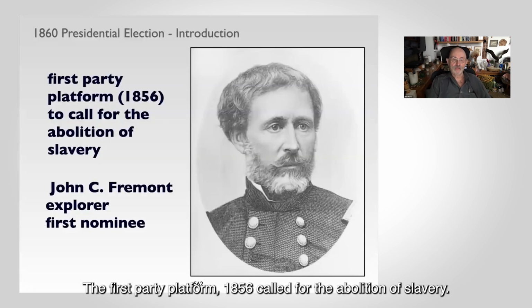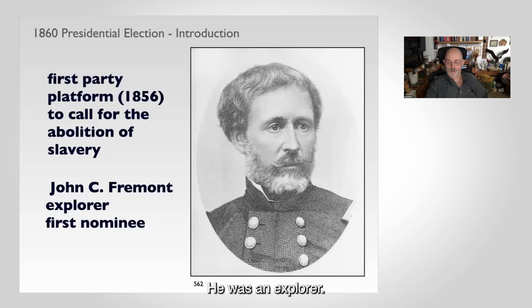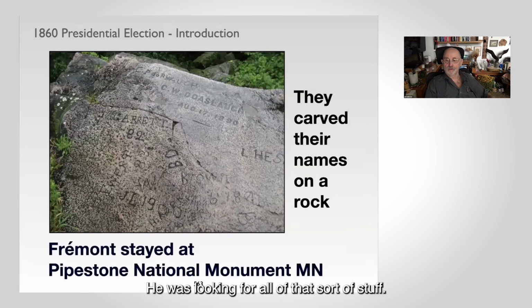The first party platform, 1856, called for the abolition of slavery. The graphic here is a drawing of John C. Fremont, the first presidential candidate of the Republican Party. And here he is in military uniform. He was an explorer for the military, moved throughout the United States, just describing places, what the Native Americans were like in the area. Was there anything that might be of wealth, mineral ores, for instance, places to build forts? He was looking for all of that sort of stuff.